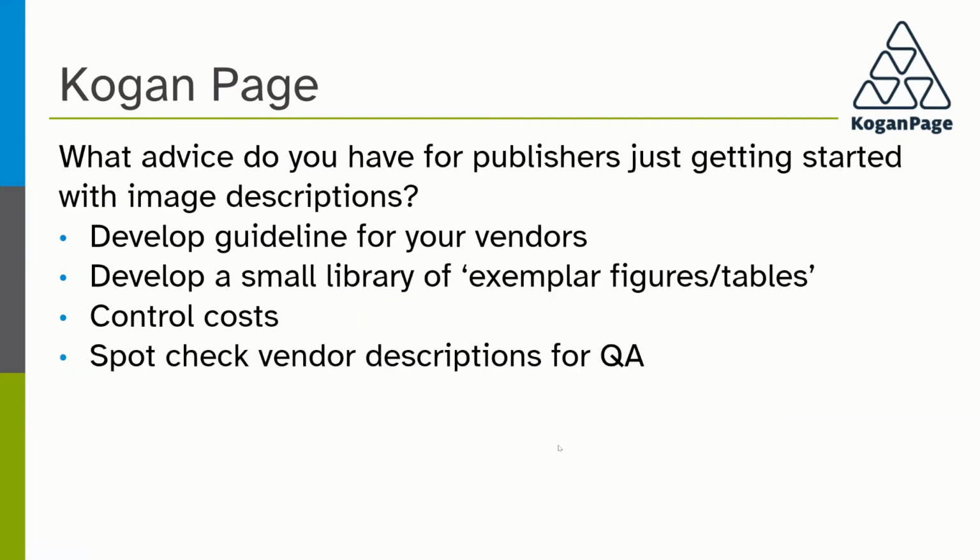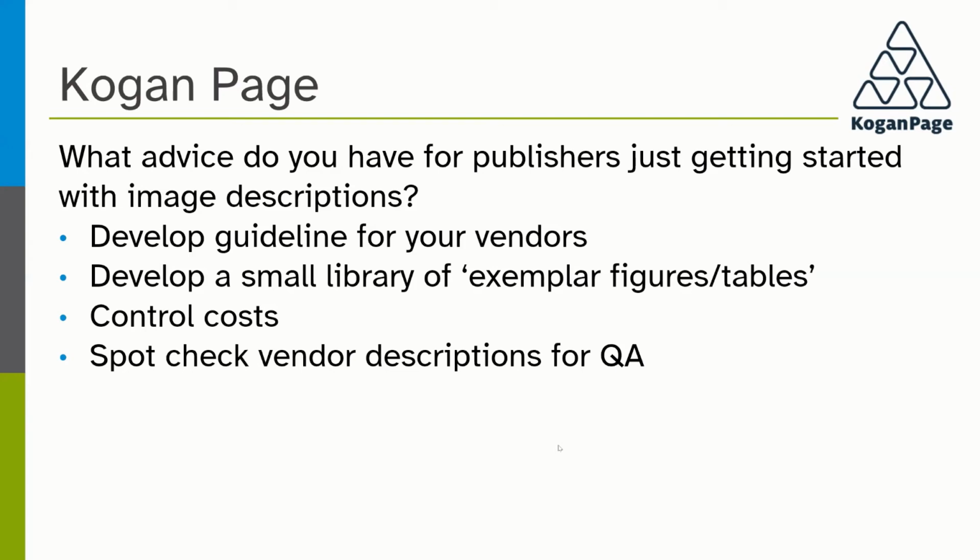Moving then to the recommendations from Cogan Page, Martin says it's really important to develop your own vendor guidelines. This helps to clarify your own thoughts, as there may well be issues that are specific to your publications and would benefit from the publisher's take on those and how they might impact on image descriptions. His second point was that developing a small library of exemplar figures and tables can be really helpful to get vendors to provide their descriptions to them and then compare the two and see where the fit is. This ensures the vendors have fully understood what you're asking them to do.